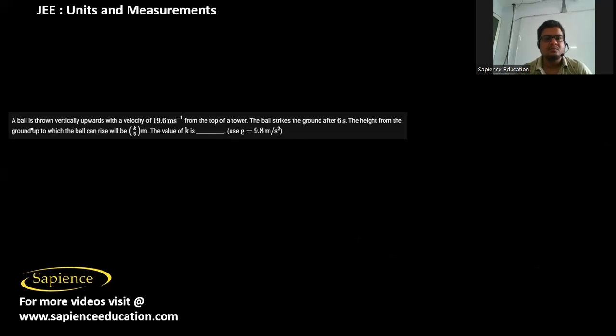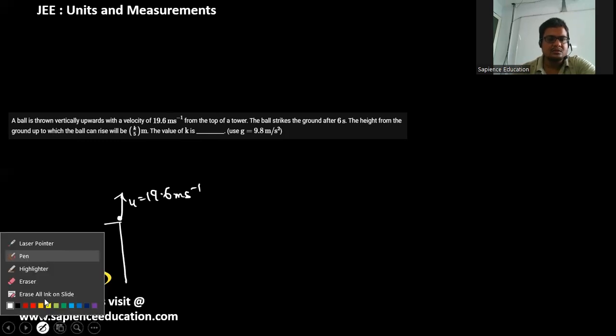Here it is told a ball is thrown vertically upwards with an initial velocity u that is 19.6 meter per second from the top of the tower. A ball is thrown vertically upwards. So from the top of a tower it is thrown.